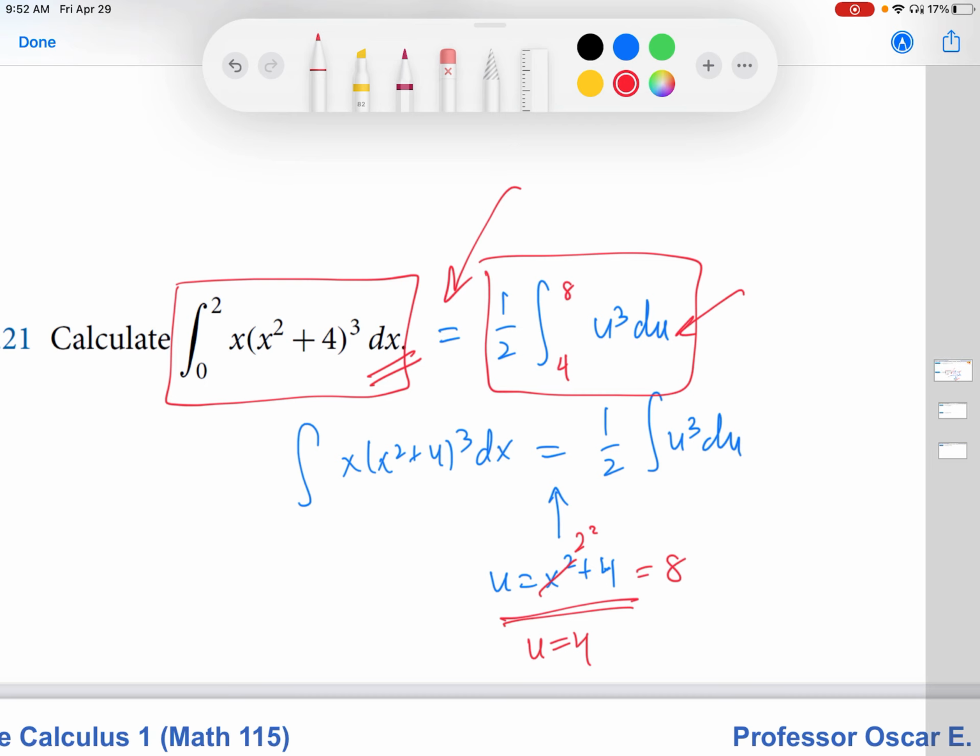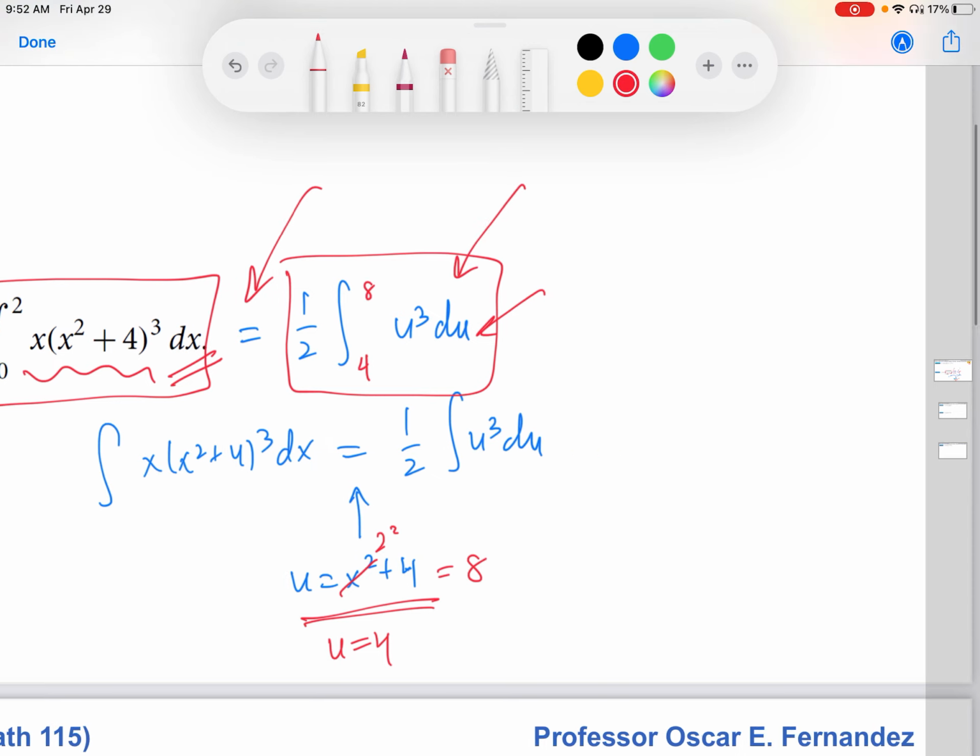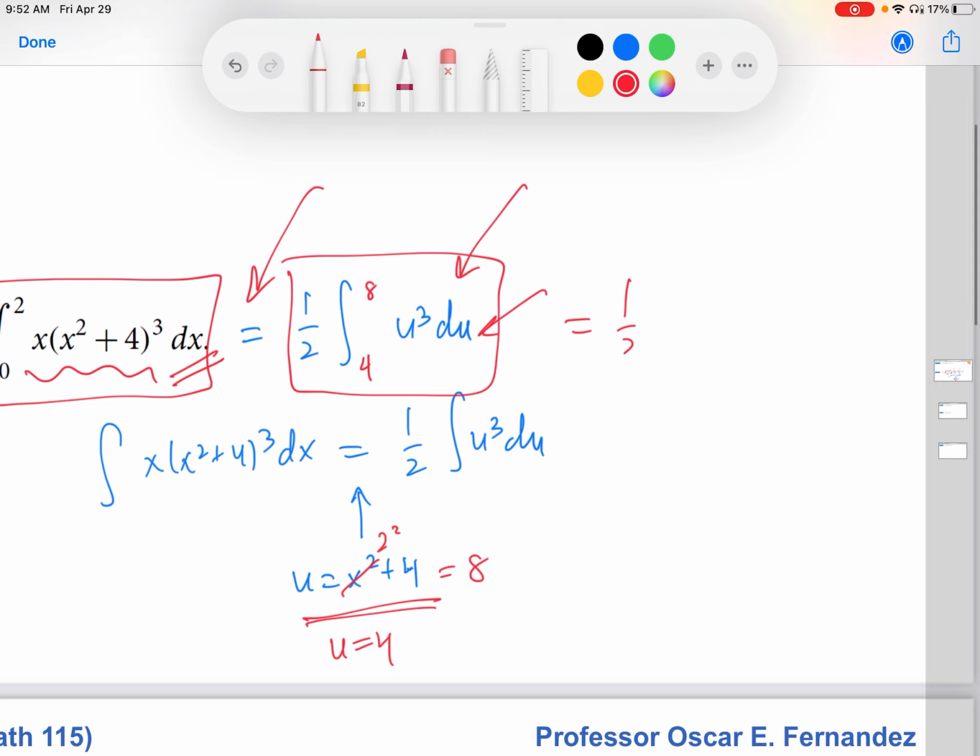And of course you can see that this helps us because before we had no idea how to do this, and now this is again just the integral version of the power rule. You would integrate this as normal. You'd say 1/2 u to the 4th over 4, evaluated from 4 to 8, right? So the nice thing here is that you do not need to go back and substitute in x squared plus 4 for u. Why? Because this whole thing is a definite integral with limits in terms of u.